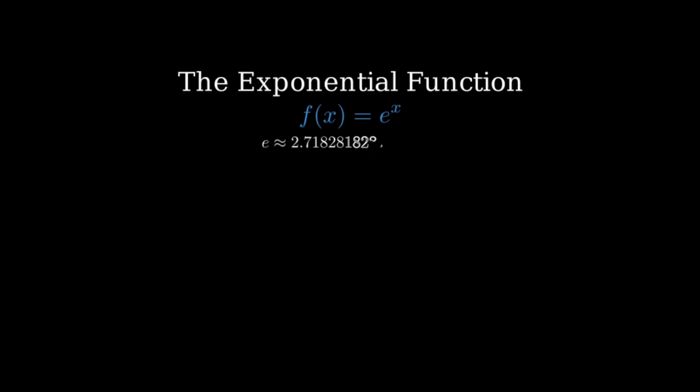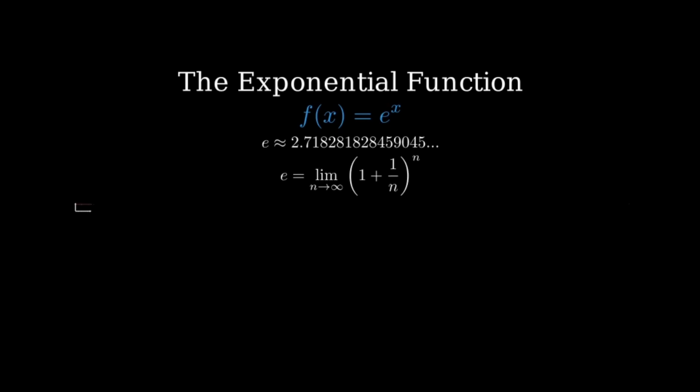E is an irrational number, approximately equal to 2.718281828459045. It's like pi, a fundamental constant of mathematics that shows up naturally in many contexts. E has several equivalent definitions. One definition is as the limit of this expression as n approaches infinity, the quantity 1 plus 1 over n raised to the power of n.